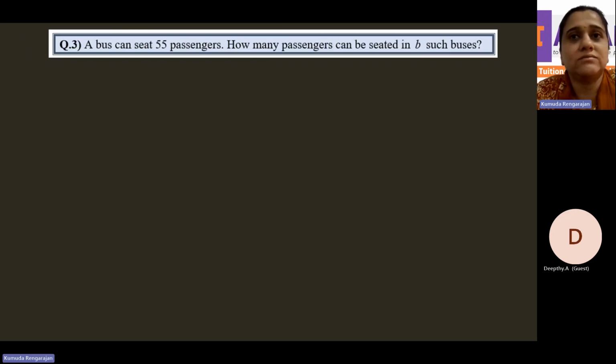The answer for this one? 55 into B, which is 55B. Because one bus carries 55 passengers, two buses 55 into 2 passengers, three buses 55 into 3 passengers. Correct? So B buses, 55 into B passengers.